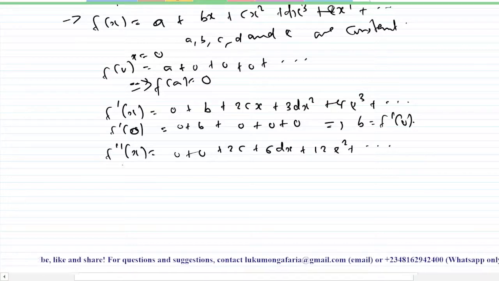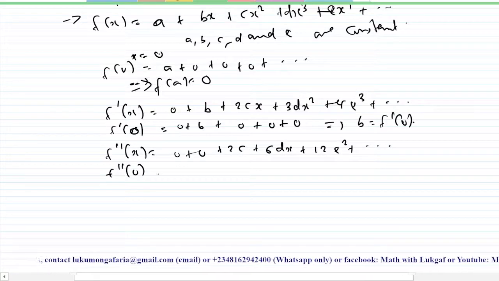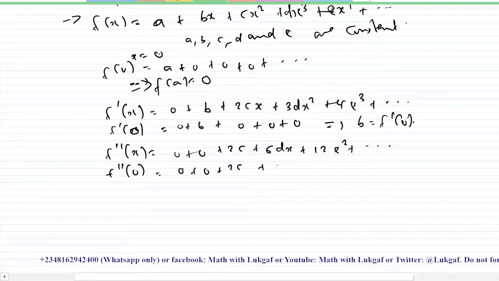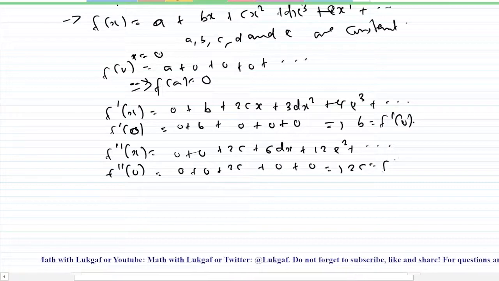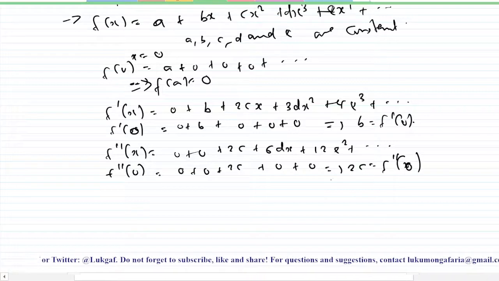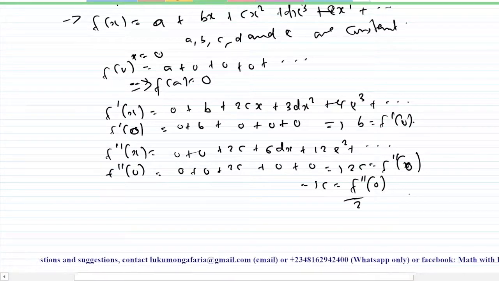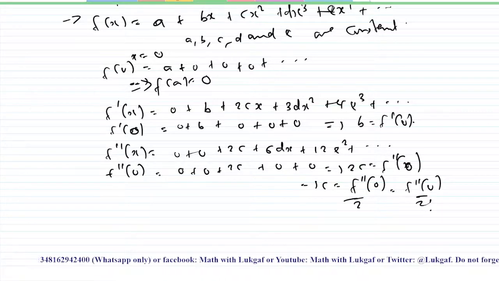Then we find f prime prime of 0, because we want to know the value of c. Wherever you see x, you put 0, this will give me 0 plus 0 plus 2c plus 0 plus 0. So this implies that your 2c is equal to f prime prime of 0. Then if you make c the subject of the formula, your c is equal to f prime prime of 0 divided by 2, and you can write this as f prime prime of 0 divided by 2 factorial.